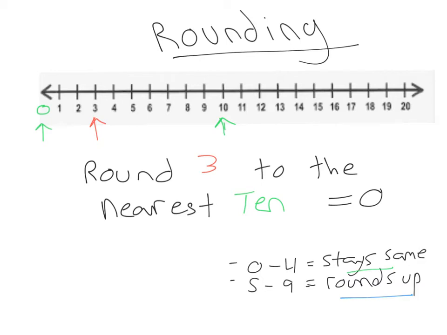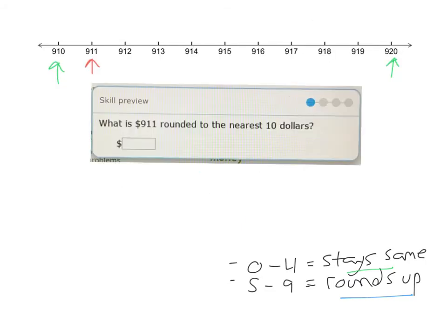So be aware of that, where you're using it, what the context and circumstances are. This example says, what is $911 rounded to the nearest $10?